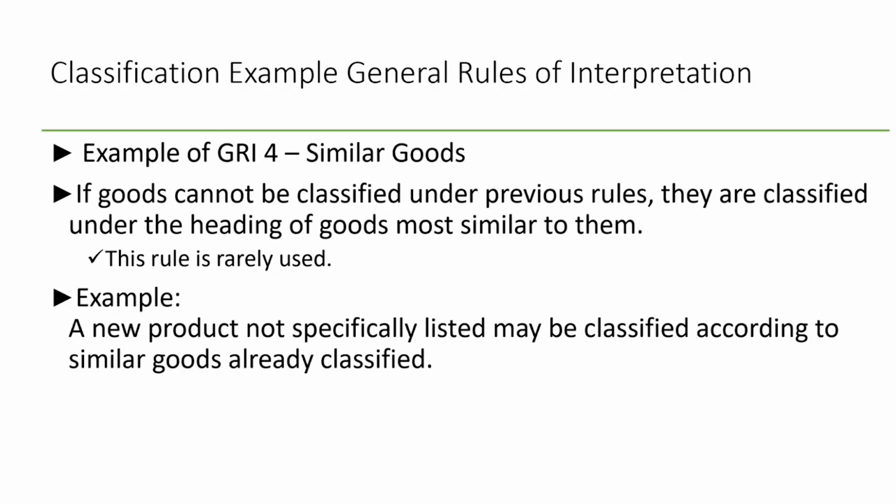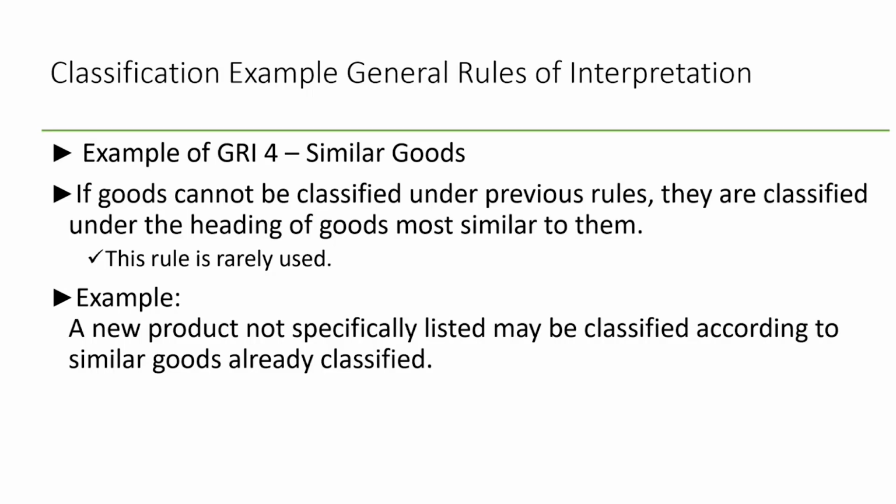Example of GR4, similar goods. If goods cannot be classified under previous rules, they're classified under the heading of goods more similar to them. This is so rarely used that I couldn't even come up with an example for it. You can have new products, for example, there are a lot of new functional foods coming on the market. There is no classification yet for them.